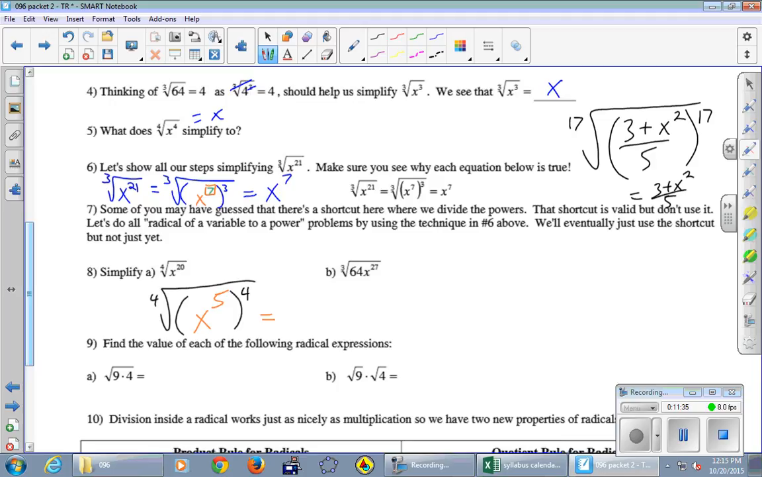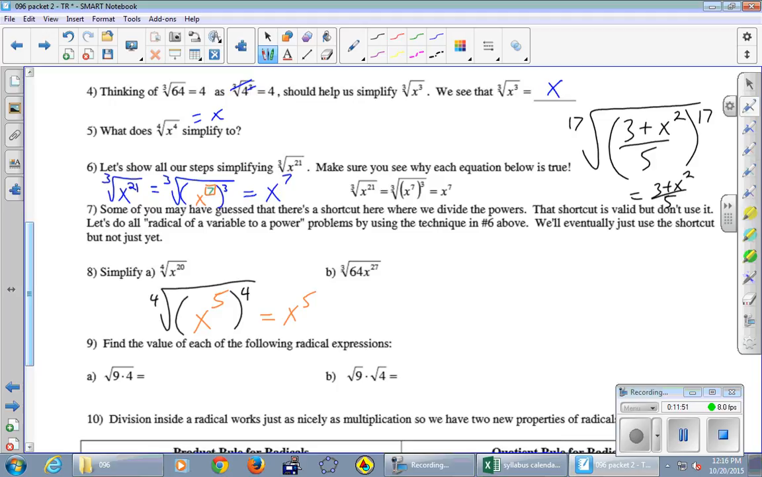On the quest coming up, by the time we get to the quest, we'll have the shortcut, and I don't need to see this intermediate step. But for right now, we're just developing our intuition. What's the answer here? x to the 5th, right? 4th root, 4th power, cancel.